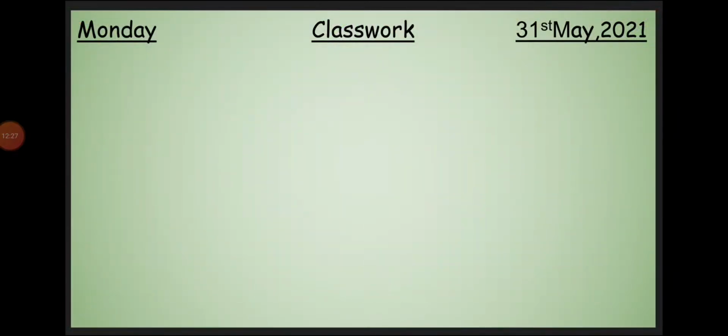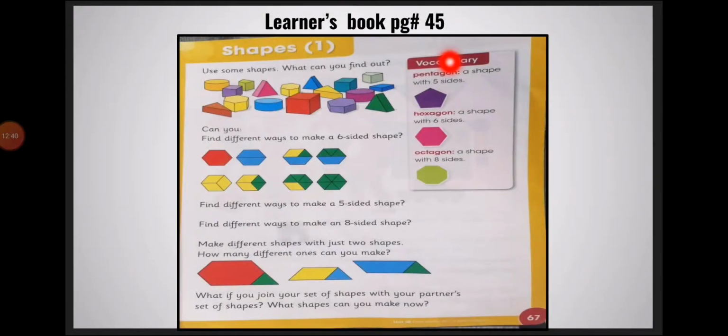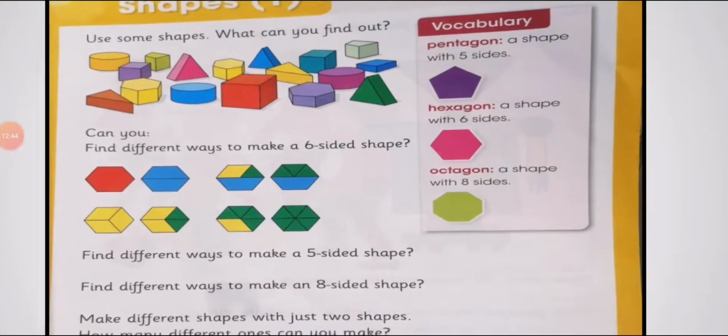Now we are moving towards our day and date slide. On the extreme left top, Monday. In the center, classwork. On the extreme right top, 31st May, 2021. And you will write your day and date in the Learner's Book, page number 45. Shapes 1, the first part of the shapes we are going to do today.